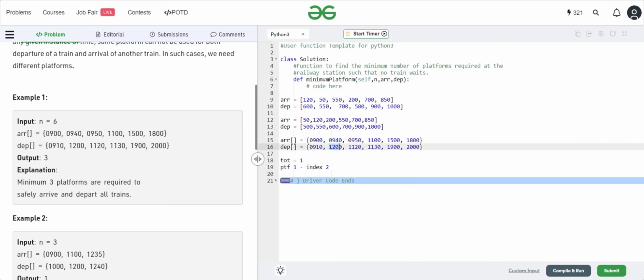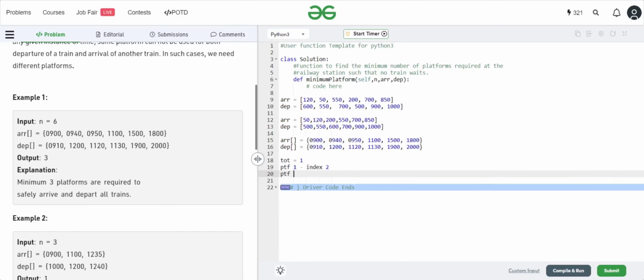Now, since this train is going to stay at the platform till 12 o'clock, the third train which comes at 9:50 cannot go to this platform because there is already one train occupying it. So it needs to go to platform number two. Platform number two will have the train at index number three, and we'll have a total of two platforms being used right now.